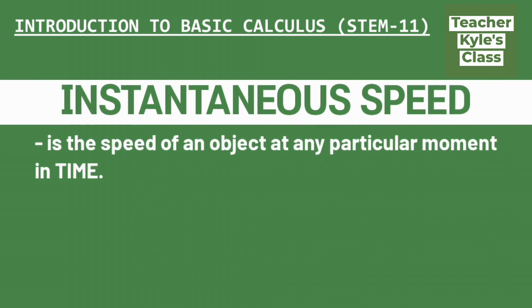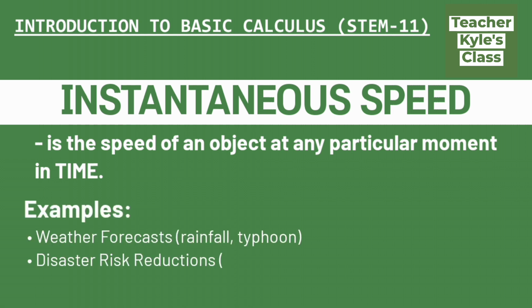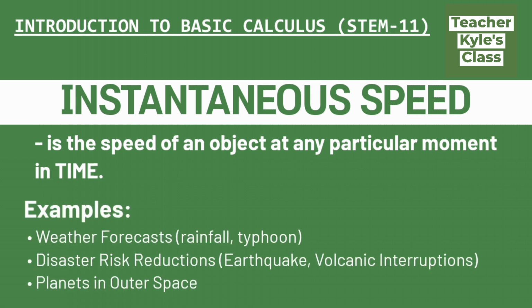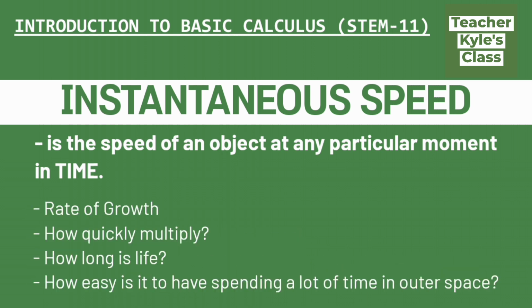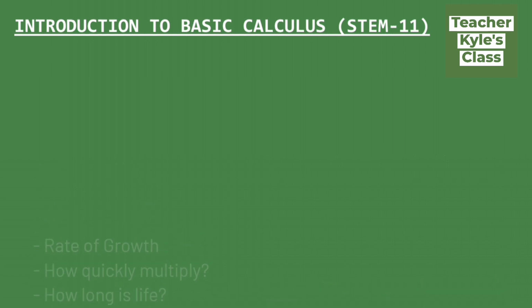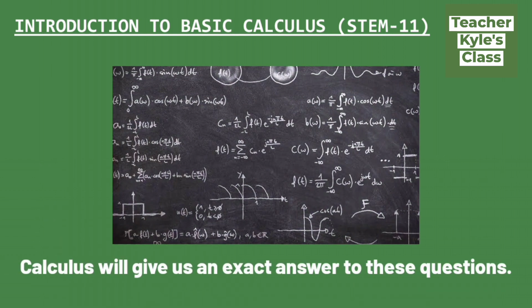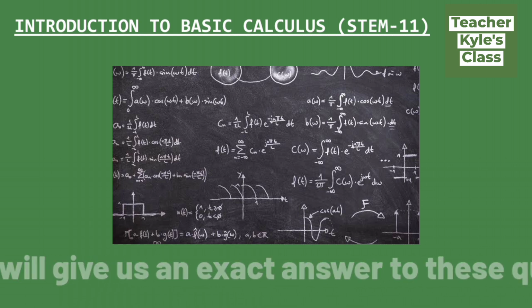Instantaneous speed is the speed of an object at any particular moment in time. Examples: weather forecasts, disaster risk reduction, planets in outer space, rate of growth, how quickly bacteria multiply, how long is life, how easy is it to spend a lot of time in outer space. So basically, calculus will give us an exact answer to these questions.